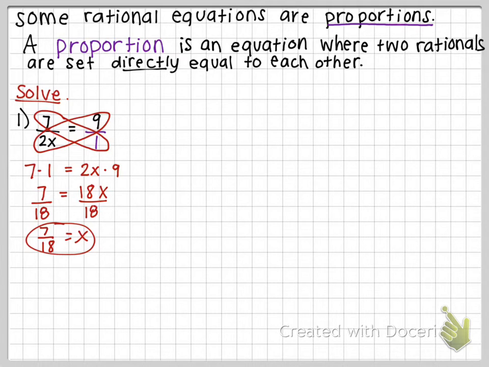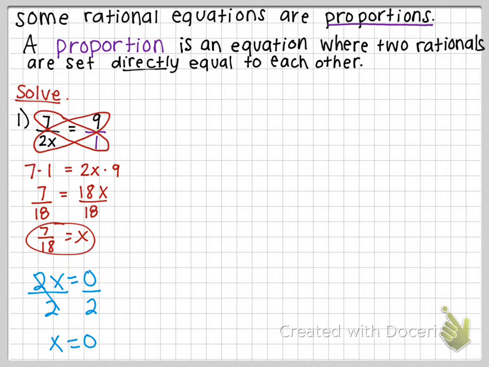Okay, so we have restrictions on this one because there's a variable in the denominator. If you're not sure what the restriction is, remember, you can solve it like this: set the denominator equal to 0. 2x equals 0. Divide by 2, divide by 2.